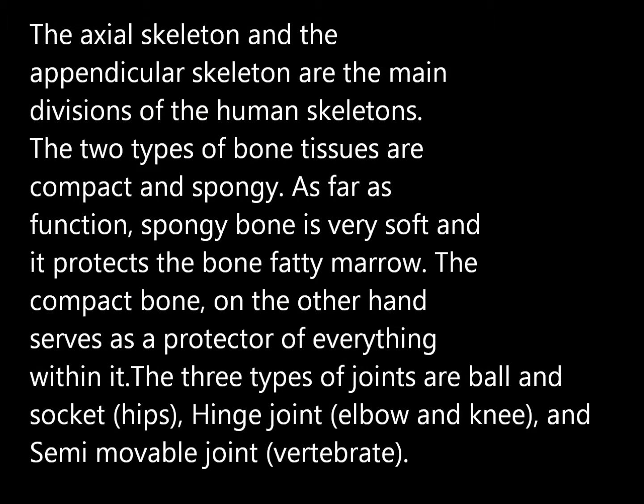The axial skeleton and the appendicular skeleton are the main divisions of the human skeleton. The two types of bone tissues are compact and spongy. As far as function, spongy bone is very soft and it protects the bone's fatty marrow. The compact bone, on the other hand, serves as the protector of everything within it. The three types of joints are ball and socket, hinge joints, and semi-movable joints.